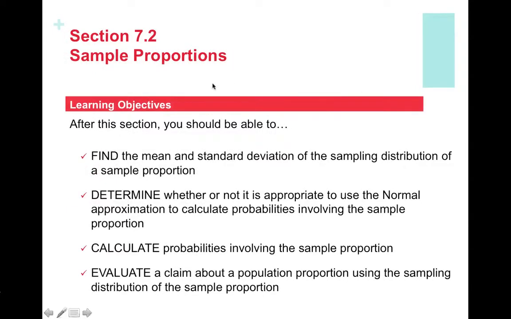So what can we do? We should be able to find the mean and standard deviation. We should decide if we can use a normal approximation, and we should be able to calculate probabilities and evaluate claims about a population's proportion.